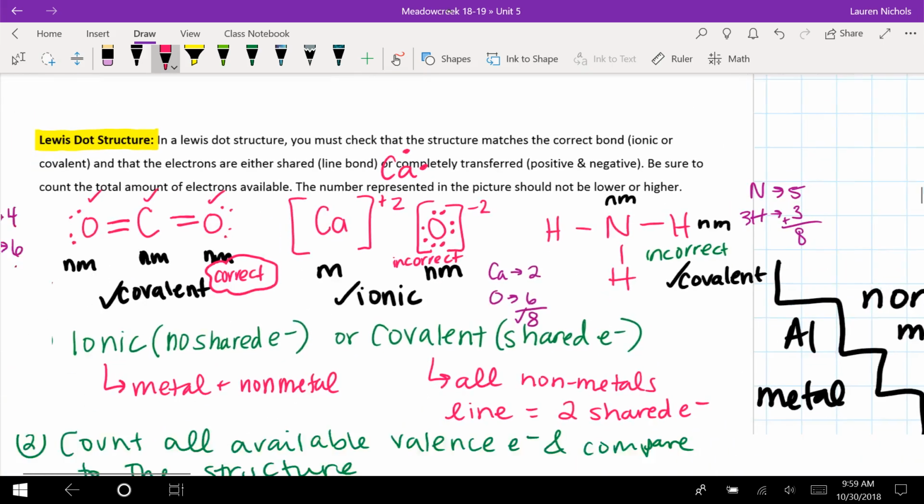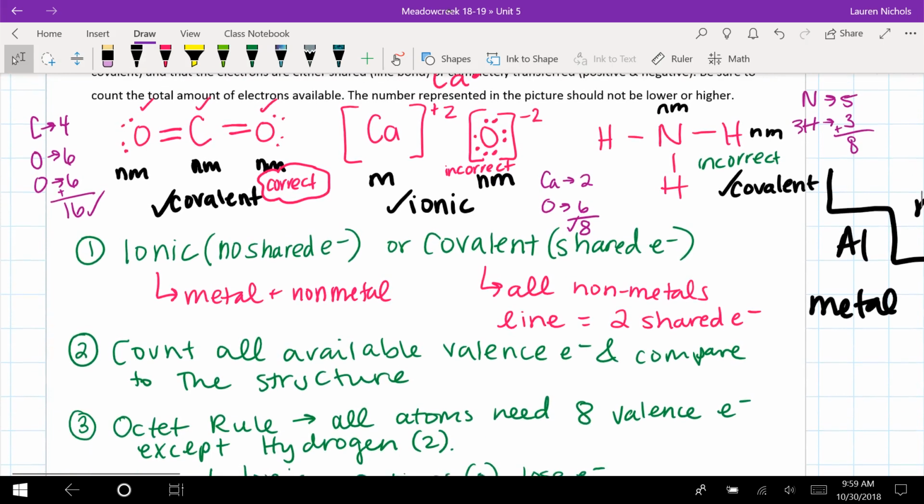And so these are the steps that you need to do to go through and analyze a structure.